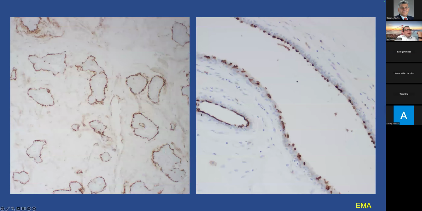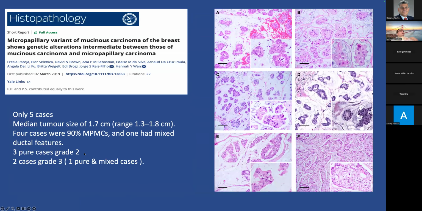So we did the EMA here, and you can see that this is how the EMA is stained in the regular background duct or any duct, staining the luminal surface. But in this case, it showed that reverse polarity we talked about. So that made me worried about could it be a micropapillary variant of mucinous carcinoma.